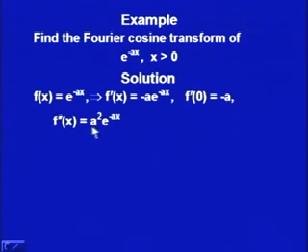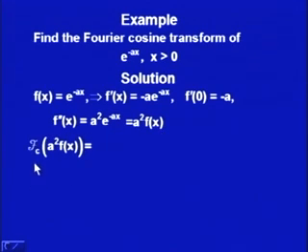f double dash x would be a square e to the power minus ax. What we are getting is f(x) and f double dash x differing only by a constant, that is a square times f(x). So, the Fourier cosine transform of a square f(x).